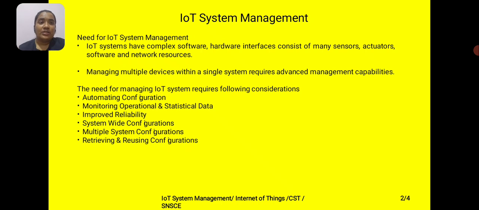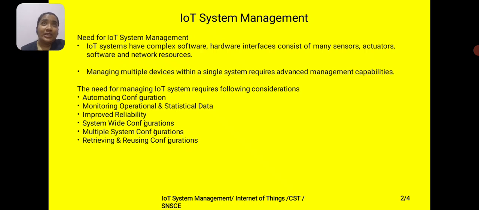There are several ways. For example, we can use sensors, accumulators, software, and network resources, which have complex software and hardware used for interface considerations. And we can manage multiple devices within a single system, which is used for required advanced management capabilities. Managing IoT systems requires the following considerations.